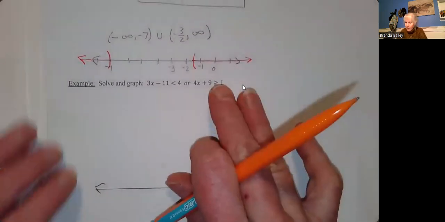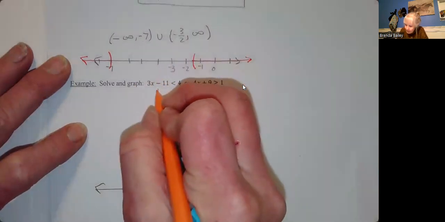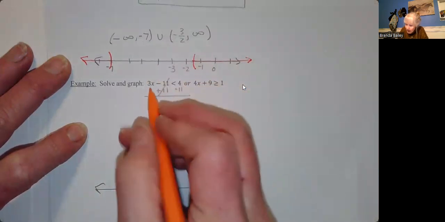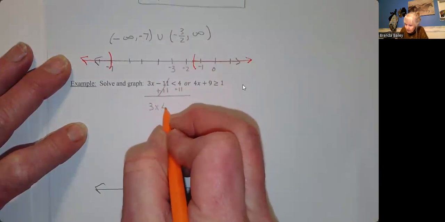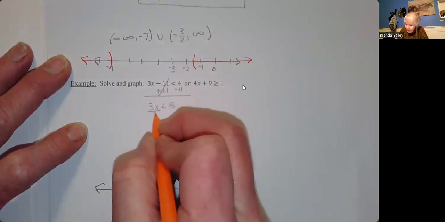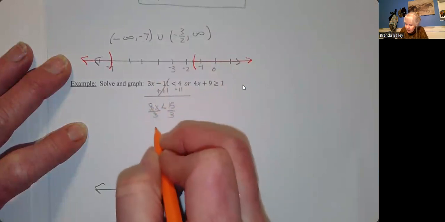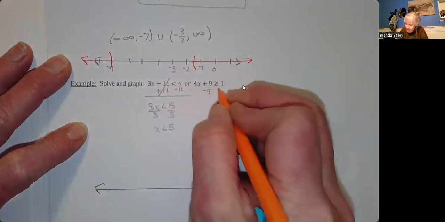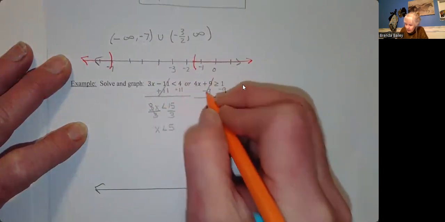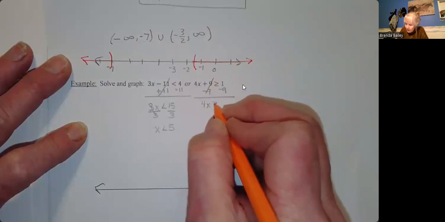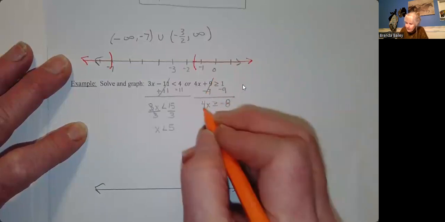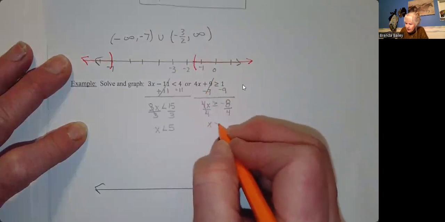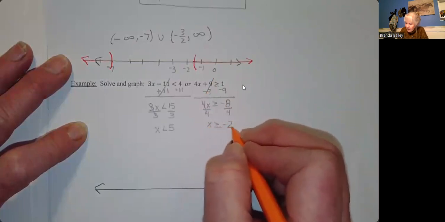All right, now on this one, we're going to go ahead and we're going to add 11. So we've got 3x is less than 15. Divide by a positive, so we will not be flipping the inequality. This one, subtract 9. 4x is greater than or equal to a -8. Divide by a +4, which gives us x is greater than or equal to a -2. And this is an OR.